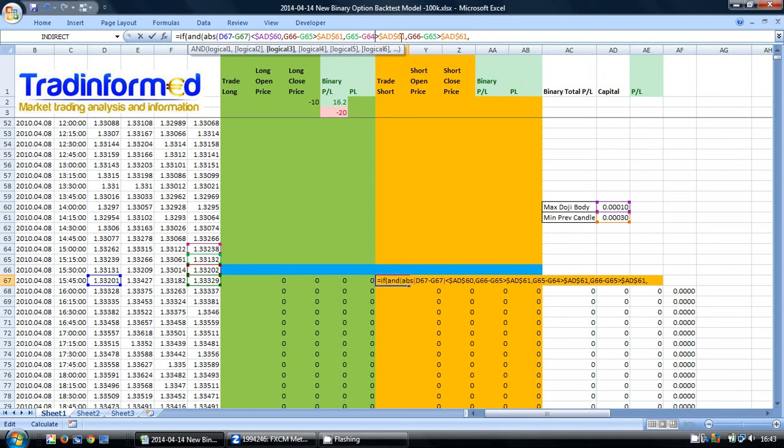$65, $64, $64, $63. Make sure this is the same as this. And if so, then we're going to enter the market short.